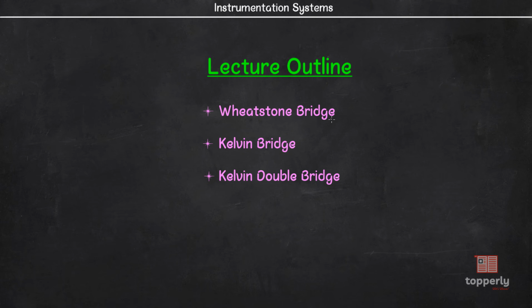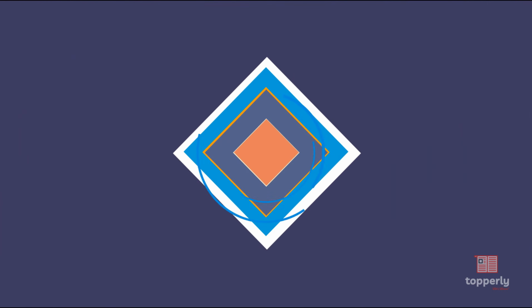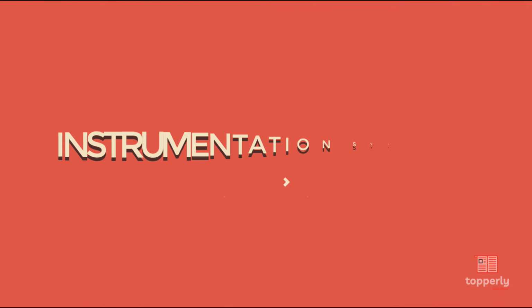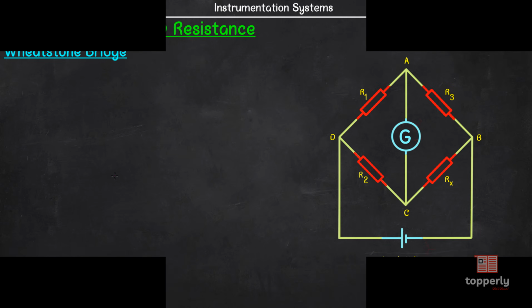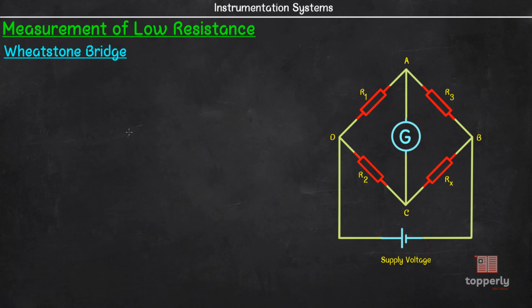First, we will learn about Wheatstone Bridge, which is a necessary prerequisite. Then we will study Kelvin Bridge, which is necessary to understand Kelvin double bridge. So let's start our lecture. Let's start the lecture with a quick glance at what a Wheatstone Bridge is.